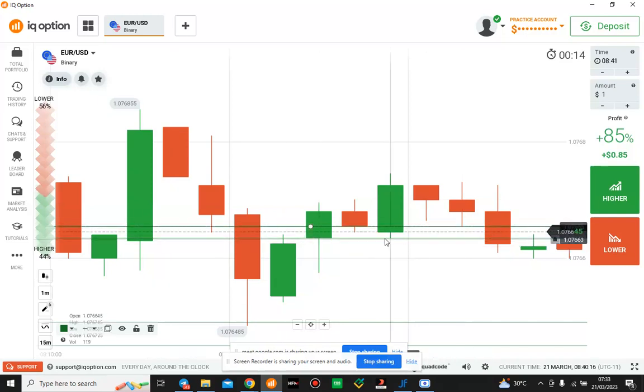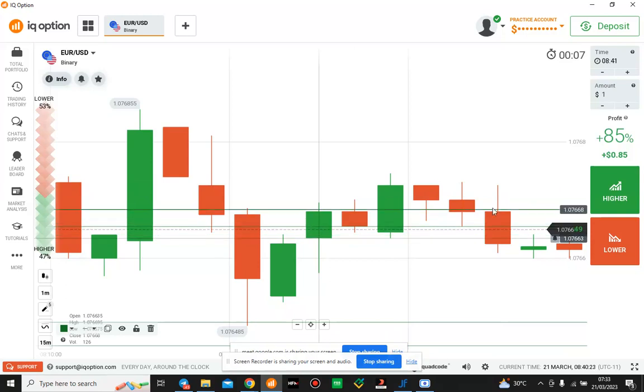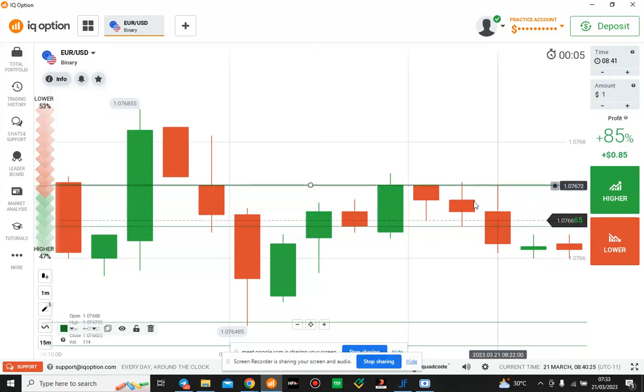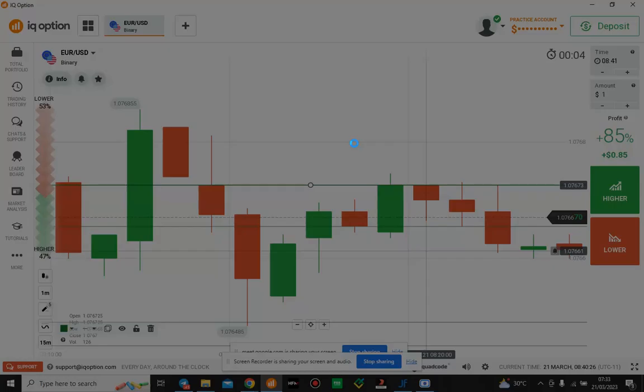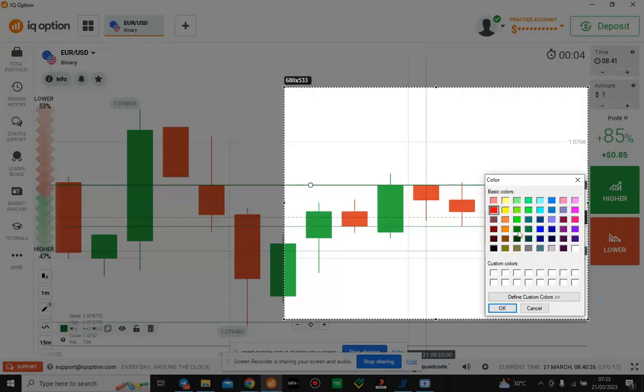this level, which indicates that from this rejection point to this high is where the buyers actually entered the market. This is what I mean.